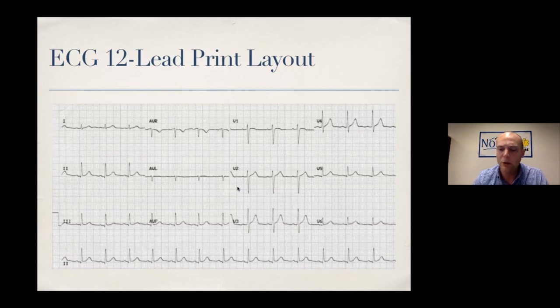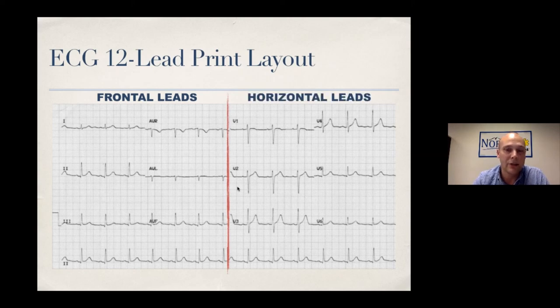Now, this is a completely normal EKG. The way you determine between the frontal and the horizontal leads and which vantage you're looking at is you draw a line straight down the middle. Anything on the left side is going to be the frontal leads. Anything on the right side is the horizontal leads. So frontal leads, top to bottom; horizontal leads, back to front. Okay.